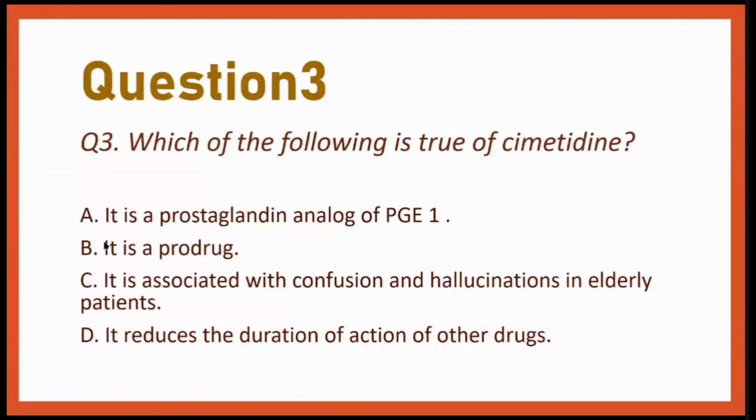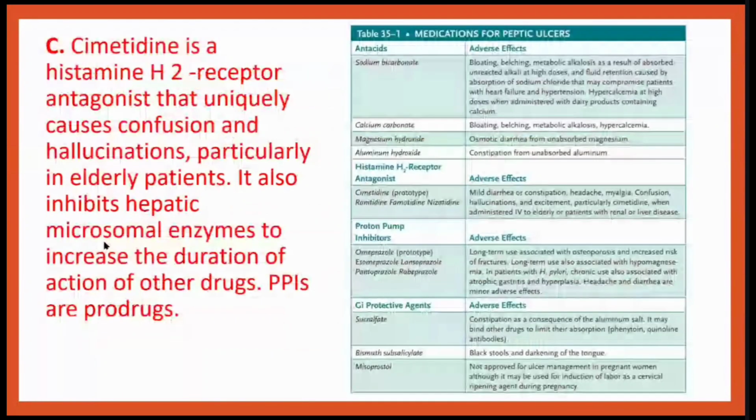Now, as we discussed before, this drug comes under the class of H2 receptor antagonist. So it mainly causes confusion and hallucination, particularly in elderly patients, and it may also inhibit hepatic microsomal enzymes to increase the duration of action of other drugs.